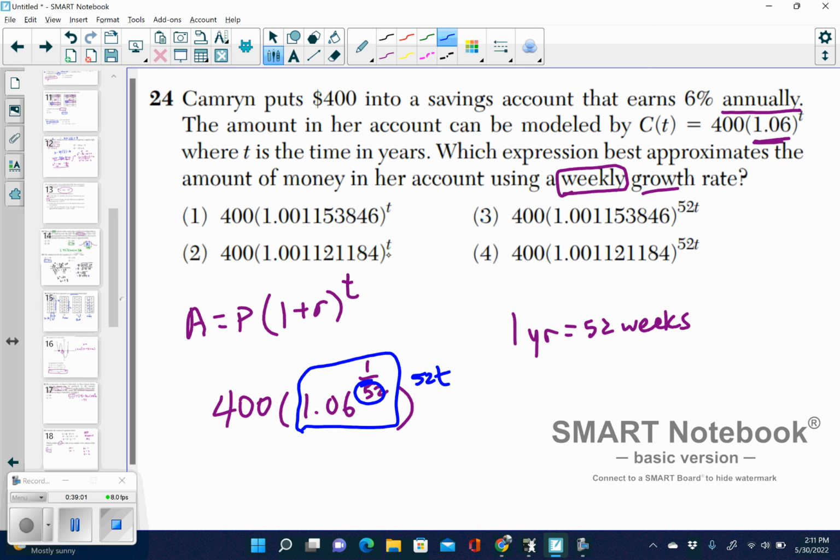So that's how I know that it's not 1 or 2. So it has to be 3 or 4. 1.06 to the 1 over 52 power, you hit enter, it's going to give you 1.001121184, okay? Which is the correct answer for that.